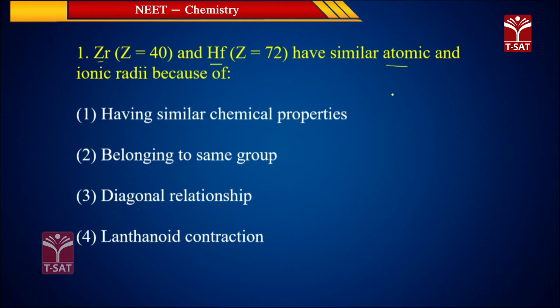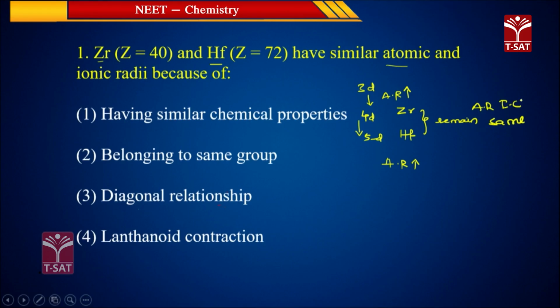See, if you look at zirconium and hafnium, zirconium is a 4d series element, hafnium is a 5d series element. So while going from top to bottom, atomic radius should increase, right? From 3d series to 4d series, atomic radius will increase, a regular pattern. But from 4d to 5d, atomic radius will remain the same. Atomic radius as well as ionic radius, both will remain the same.